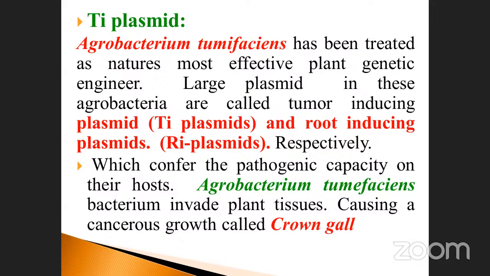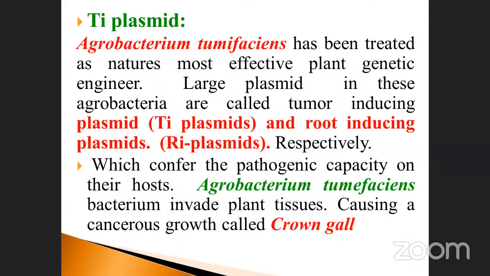Here you must note it down. The crown gall effect is induced by this organism. They may ask the question: it is called Agrobacterium tumefaciens. Second, the crown gall disease, otherwise called cancer disease, is caused by which plasmids produced by Agrobacterium tumefaciens? TI plasmids, and also RI plasmids. These are the two things.